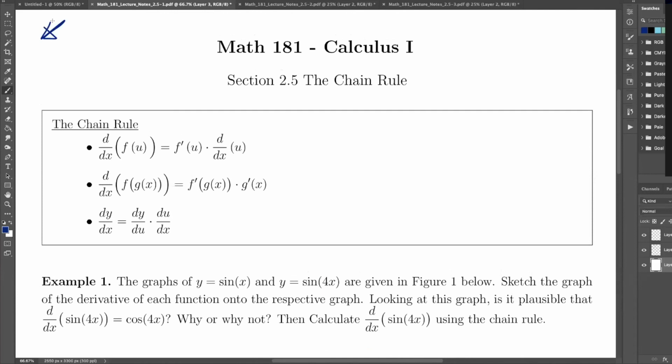All right. Well, that's way too big. Way too big. Still too big. There we go. All right, so let's start.